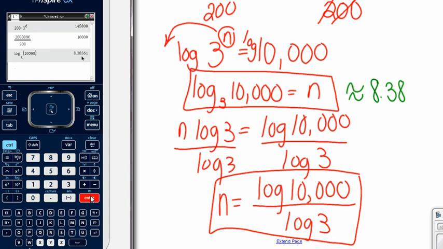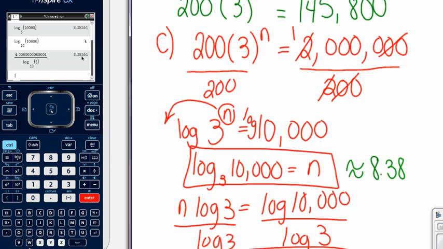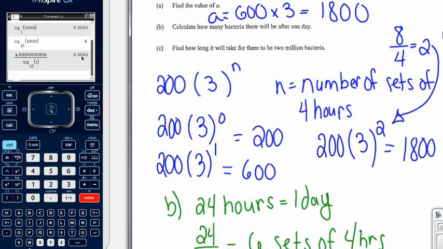And just to show you, you can also do the same thing and get the same solution if we use log base 10 of 10,000, and then divide that by log base 10 of 3. We're going to get the same solution. Okay, so either way, n is 8.38. So that's n sets of 4 hours, and the question was, how long will it take?